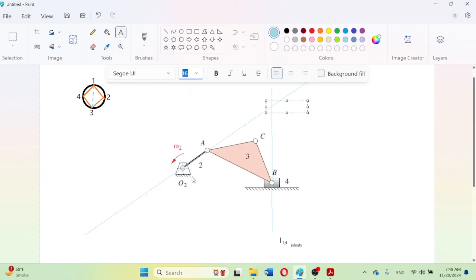for example, here, instant center I1,3. I can write it here.